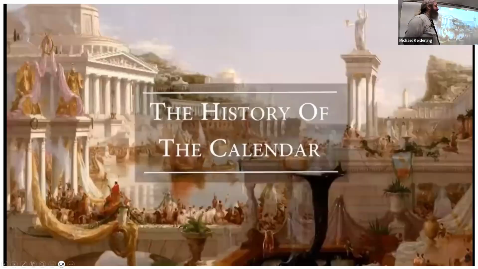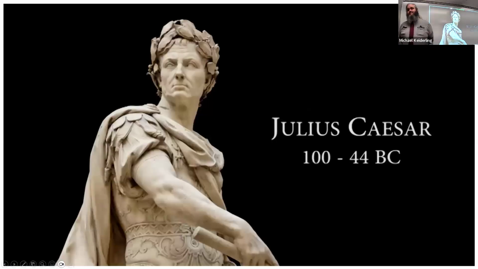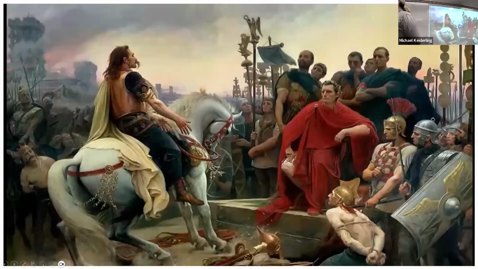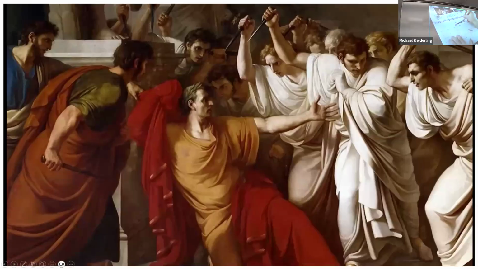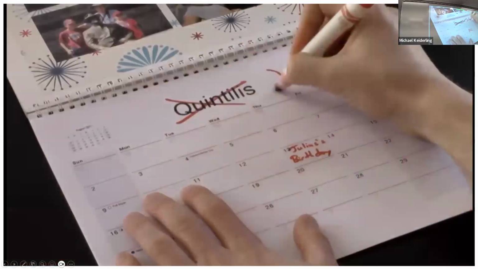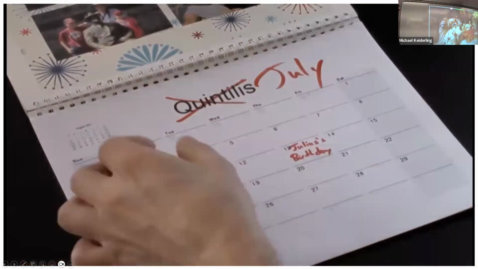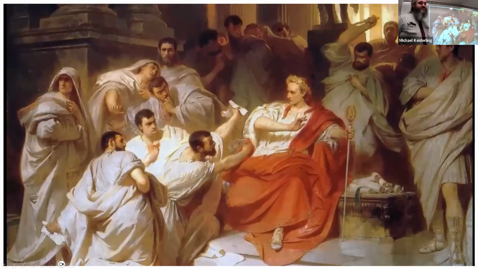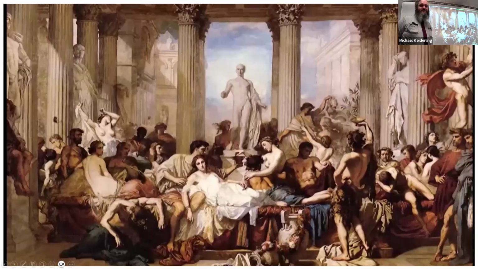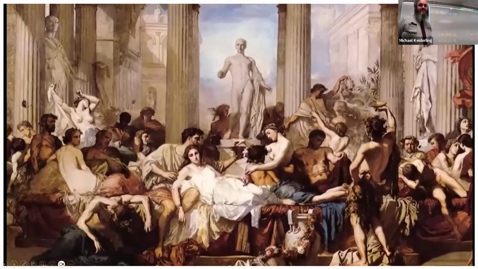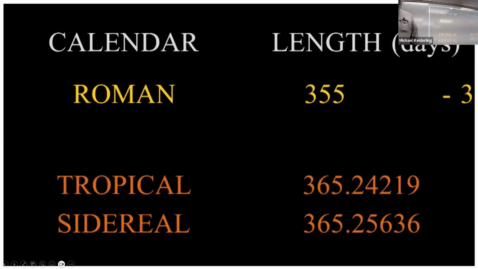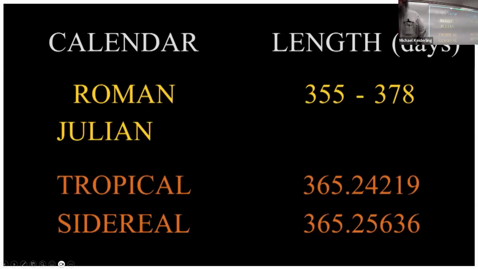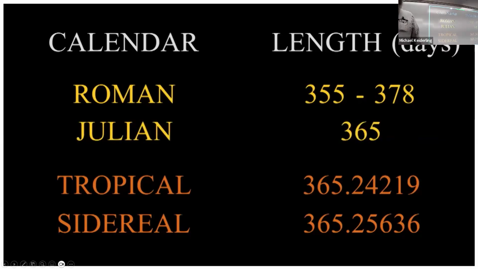Let's go back to the Romans. You may remember Julius Caesar as the man who conquered the Gauls, overthrew the Roman Republic, and named the month of July after himself. But in his free time, he cleaned up the Roman calendar, which was a total mess. Before Caesar, the calendar lasted between 355 days and 378 days. Caesar put it at 365 days, with a leap day every 4 years.